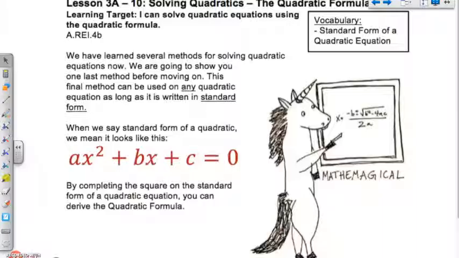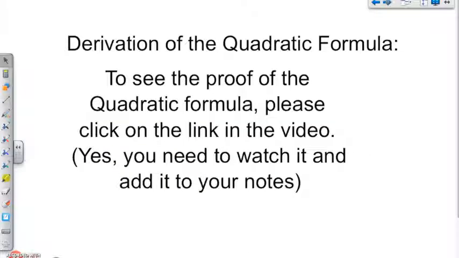Alright, we do have a proof of the quadratic formula. By completing the square on the standard form of the quadratic equation, we can actually derive the quadratic formula ourselves. Now, I'm going to do that in a separate video, because it would be a little bit of a long video if we tried to do everything together. Please click on the link on this video. It's going to pop up right here on the screen that you're watching right now. You should be able to click it and it'll take you straight to the video for the proof.